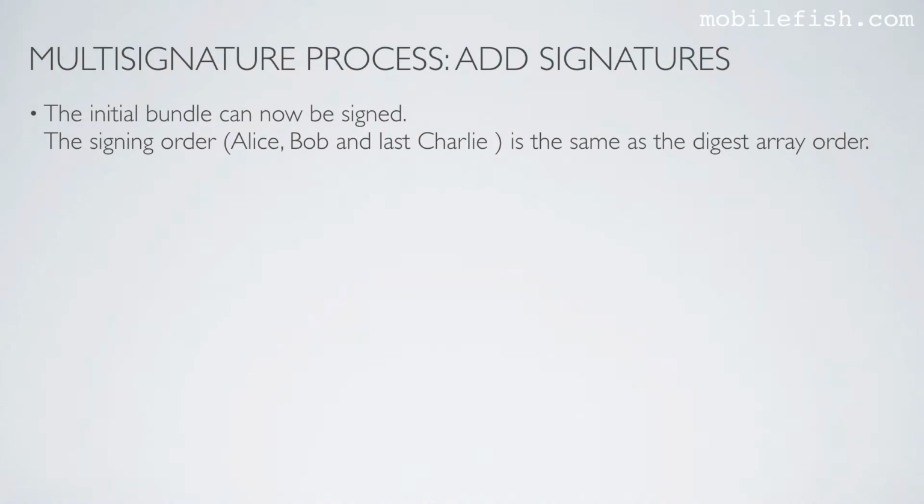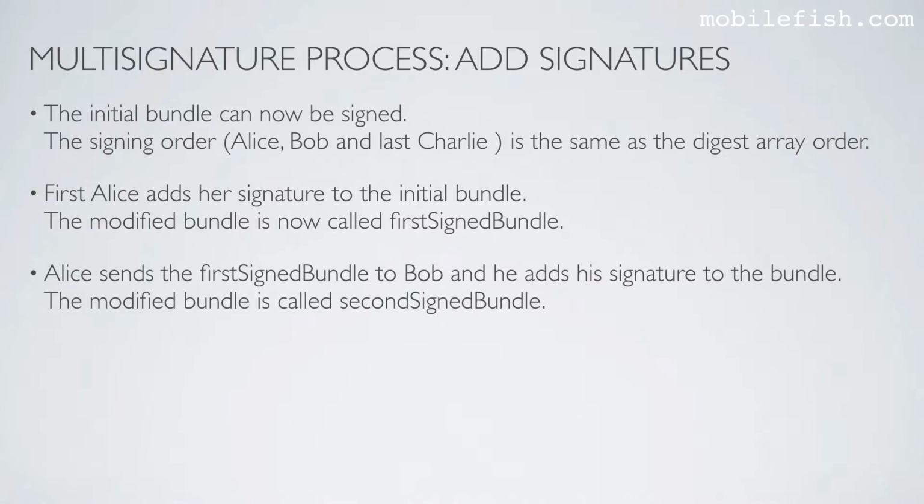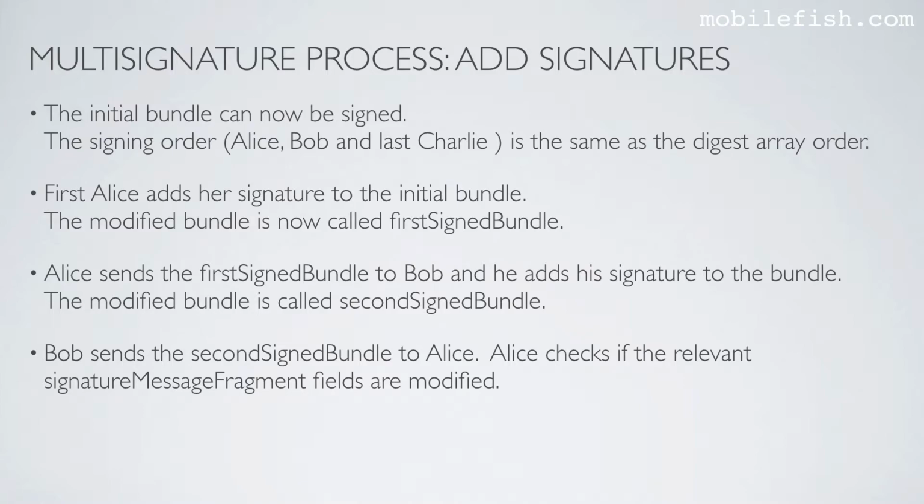The initial bundle can now be signed. The signing order, meaning Alice, Bob, and last Charlie, is the same as the digest array order. First, Alice adds her signature to the initial bundle. The modified bundle is now called first signed bundle. Alice sends the first signed bundle to Bob, and he adds his signature to the bundle. The modified bundle is called second signed bundle. Bob sends the second signed bundle to Alice.